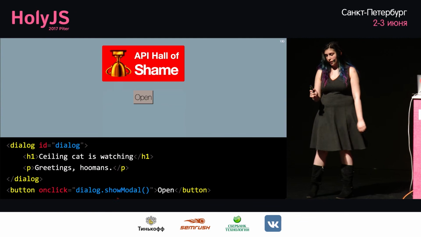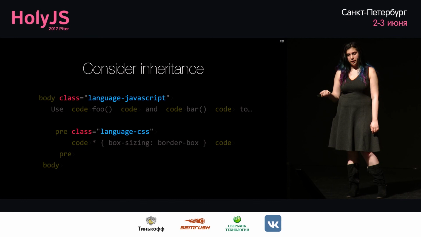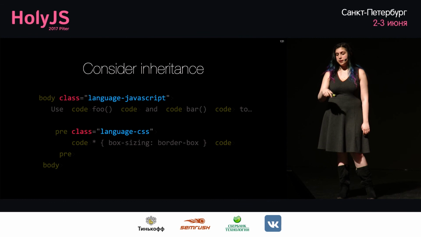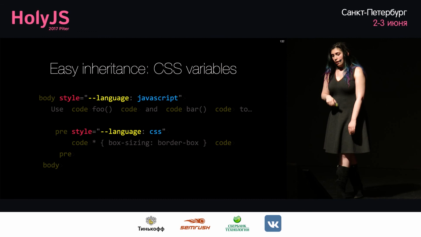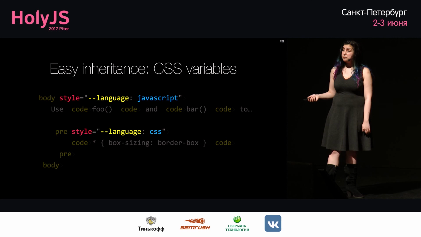Sometimes it makes sense for HTML settings to inherit. You can either use a class, which is what Prism does. Like, you can set a class on your body element for the entire document and override it individually. Or these days, you can also use CSS variables, because they're actually supported by every browser now.